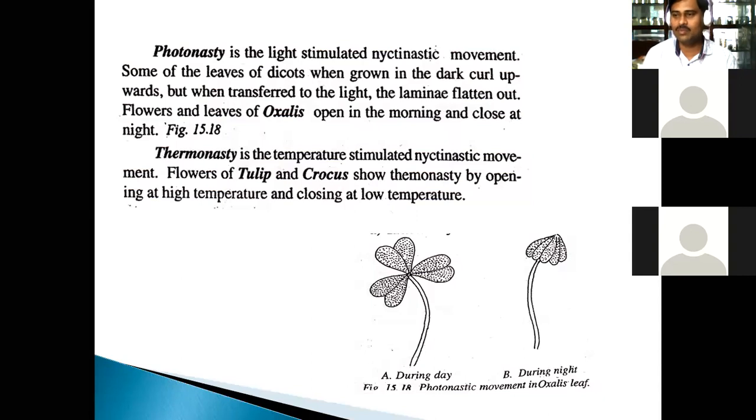So this is nyctinastic movement. Nyctinastic movement is divided into two types, that is photonasty and thermonasty. Thermonasty is the temperature-stimulated nyctinastic movement, just like flowers of tulip or crocus. Thermonasty is opening at high temperature and closing at low temperature. Crocus or tulip flowers are generally found in the Himalayan region, in the cold region. When there is ice fall or a cold environment, at that time they close down their flowers.